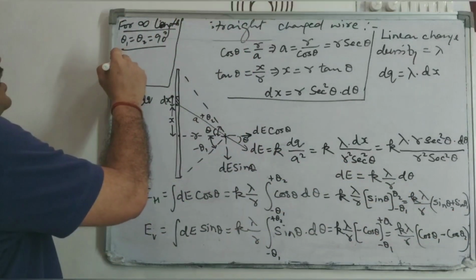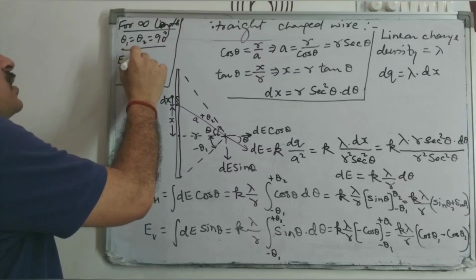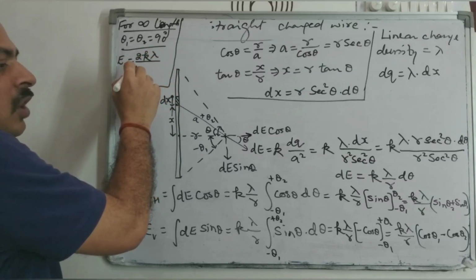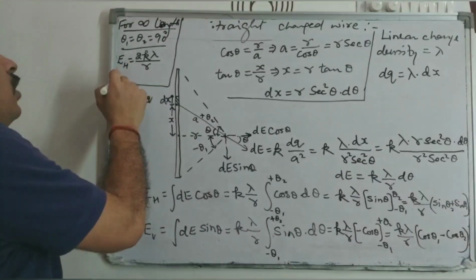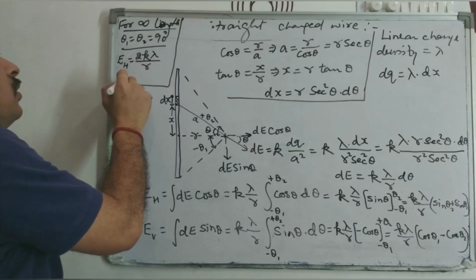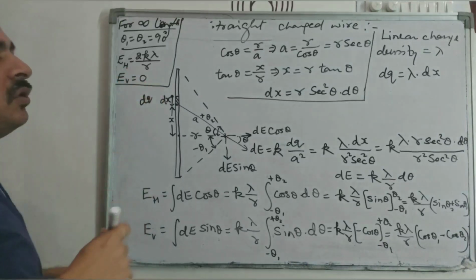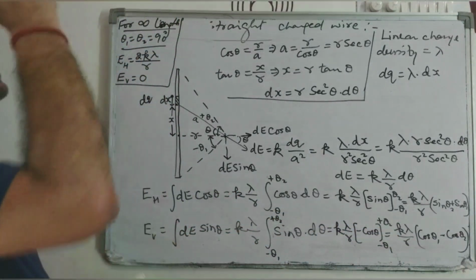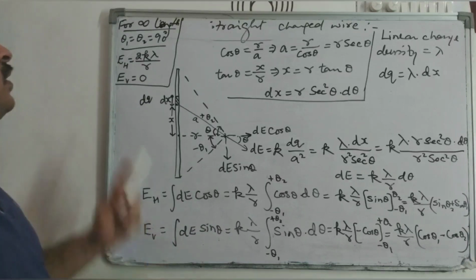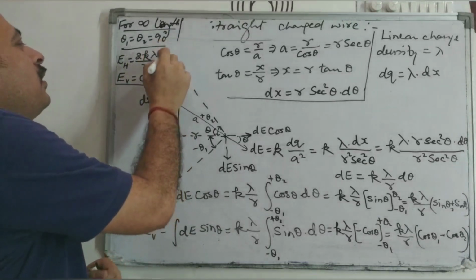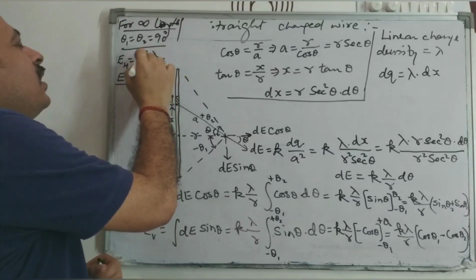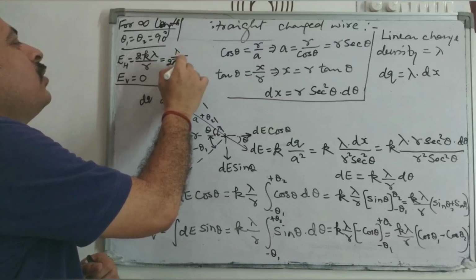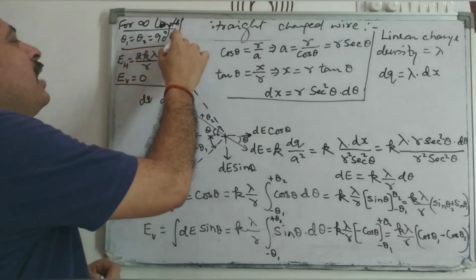So E horizontal will be 2 k upon r, where k is 1 upon 4 pi epsilon naught. And what about E vertical? That will be equal to 0, because cos 90 is 0 in the two expressions. So if it is extended up to infinity, then EH will be equal to this. You can write, by placing k equal to 1 upon 4 pi epsilon naught, that it will be lambda upon 2 pi epsilon naught r. So in this way E can be calculated.